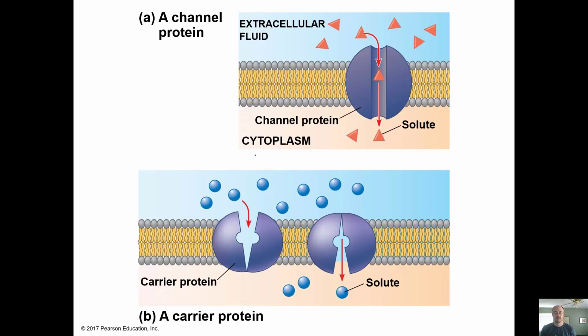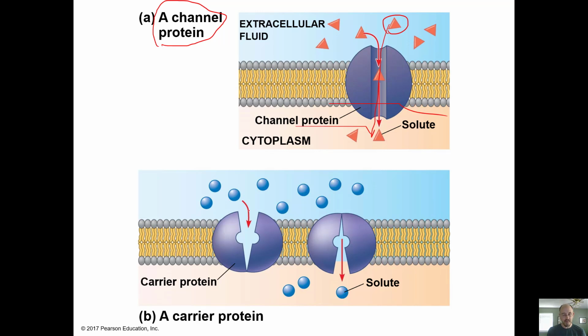Now, let me just show you an example of two kinds of proteins involved in passive transport, in diffusion or osmosis. So here's a channel protein. A channel protein is an integral protein in a membrane that allows polar substances to pass through. So there's no energy involved. It's just simple diffusion or osmosis. So this could be an aquaporin that allows water through, or it could be some other kind of tunnel that allows the diffusion of a substance.